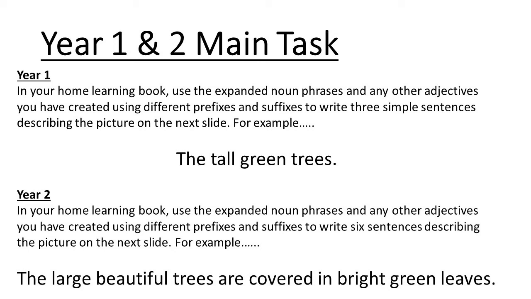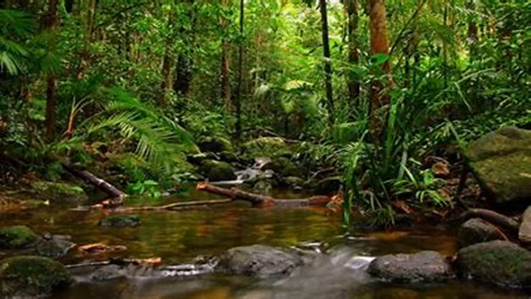Year 2, in your home learning book, use the expanded noun phrases and any other adjectives you have created by using different prefixes and suffixes to write 6 sentences that describe the picture in the next slide. For example, the large beautiful trees are covered in bright green leaves. Year 1 and 2, remember to pause the video here so you can describe this picture.